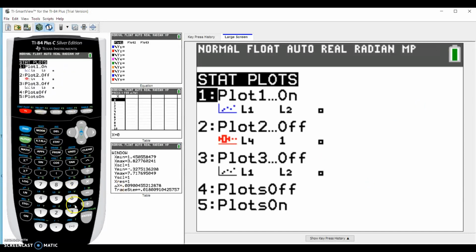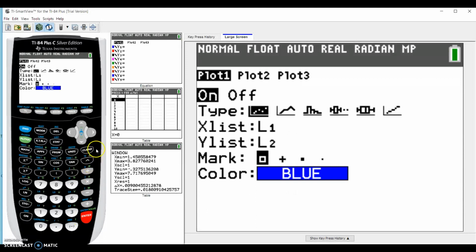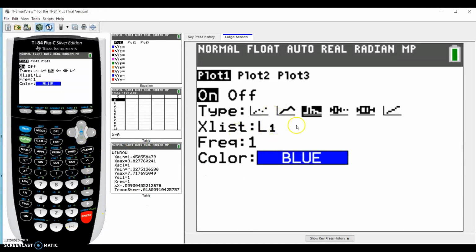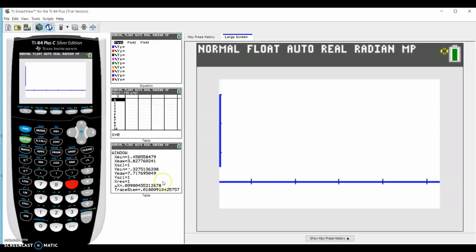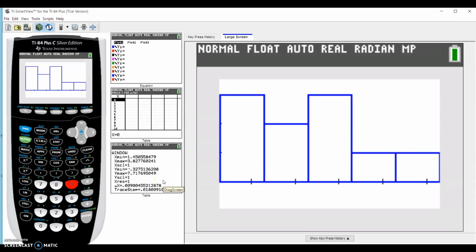The other plots that we can do, we never use that second one. The second one is a trend line, but we can ignore that one. We've got our histogram, which is only going to take one set of data, and the frequency is just 1. So we'll look at my histogram of list 1, go back to zoom 9, or my histogram, sorry. So there's my nice little histogram.